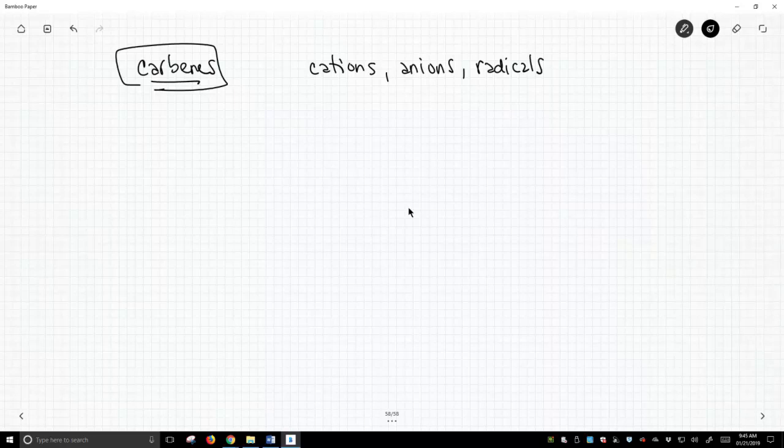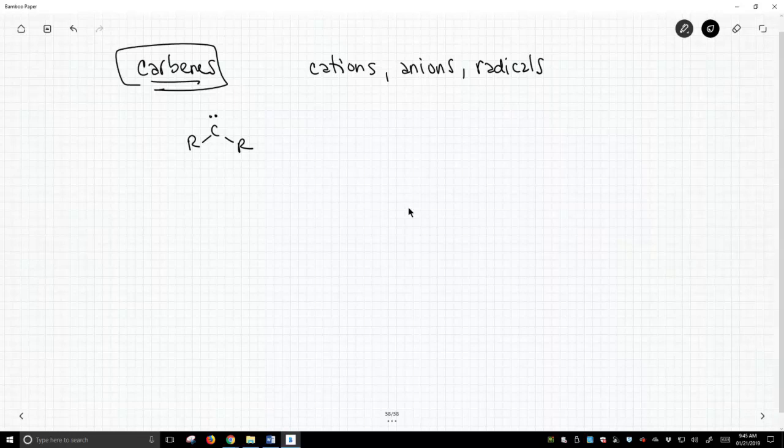Some people emphasize these more, some people emphasize them less. I'm definitely one of the people who talks about them less. What is a carbene? A carbene is a carbon that has 2 groups bonded plus a lone pair.